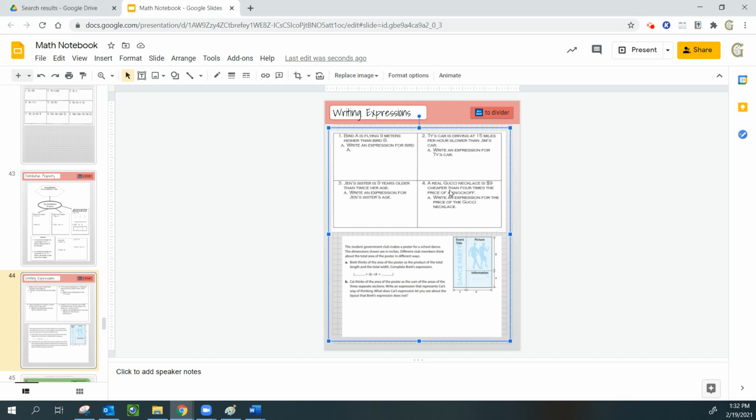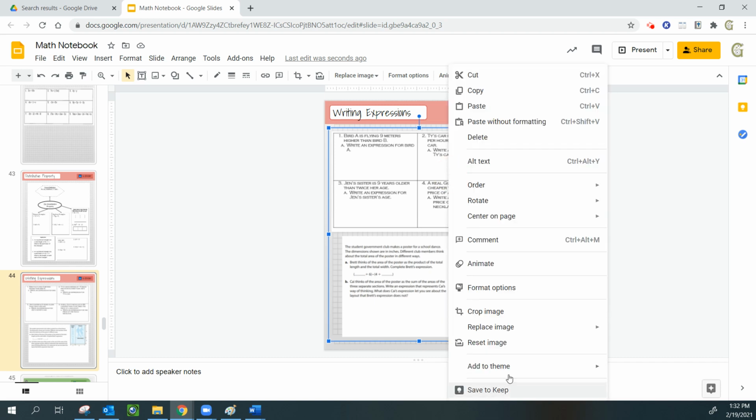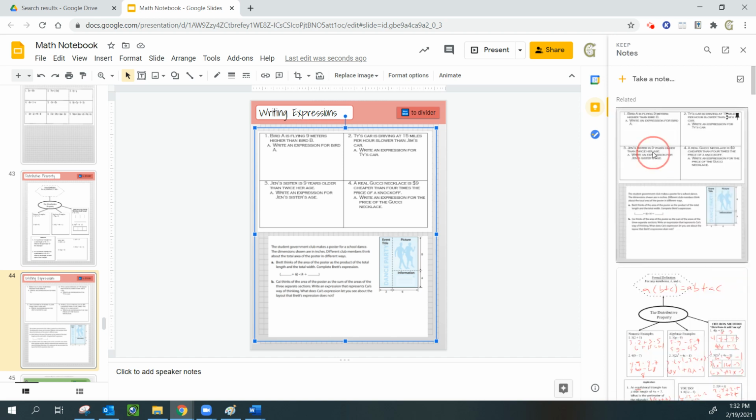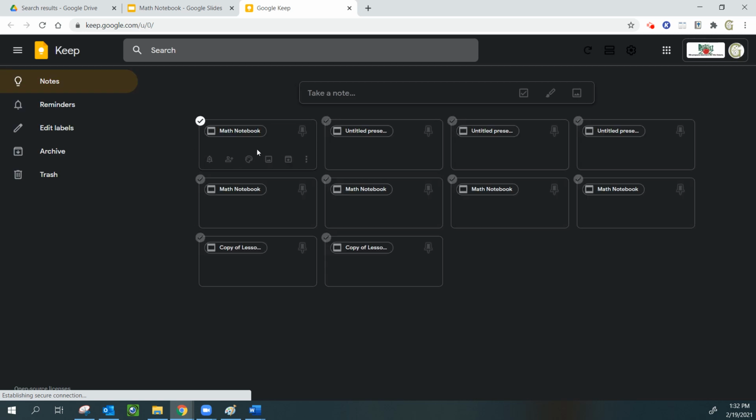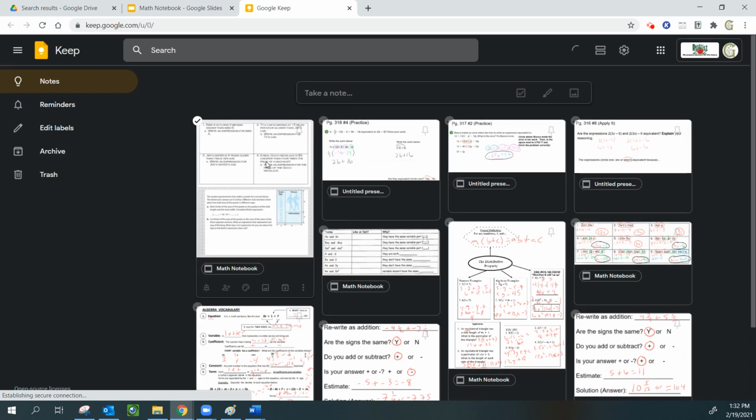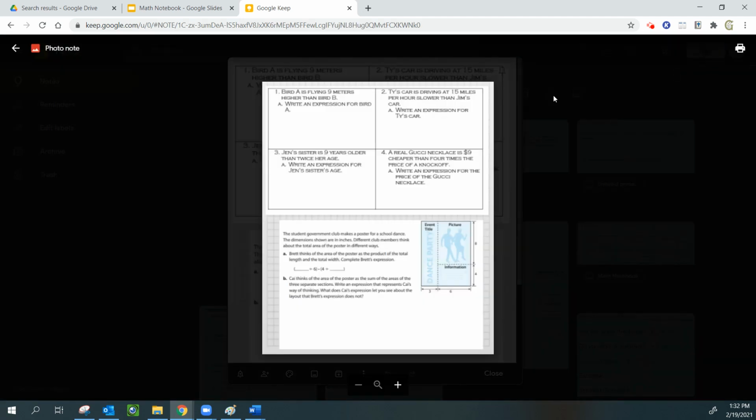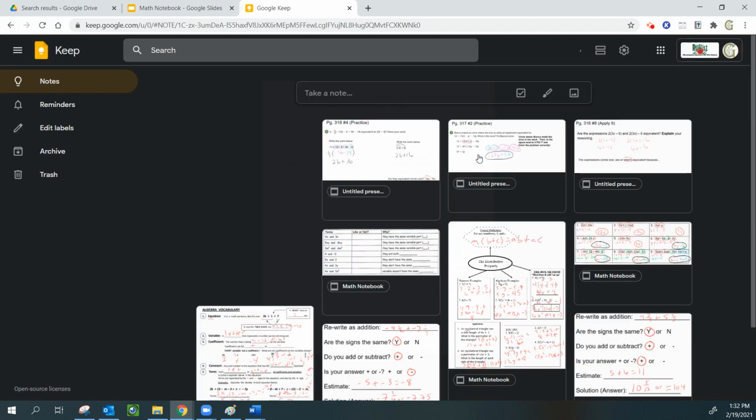So this we're going to write on, so you can right click, save to keep. We'll open it up in a new tab. We'll click and click again until we get the pen. And here we go.